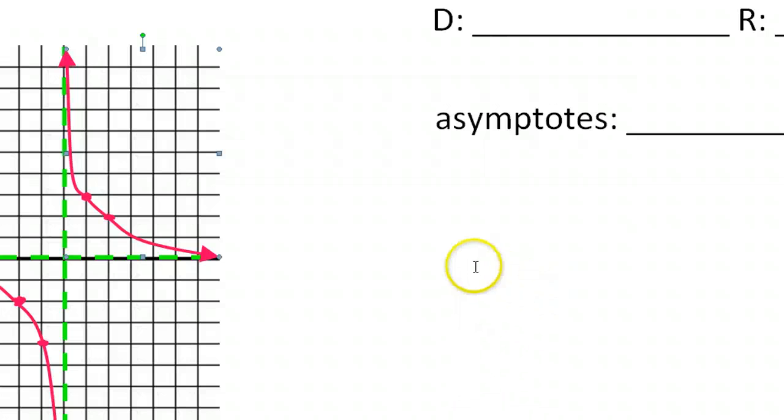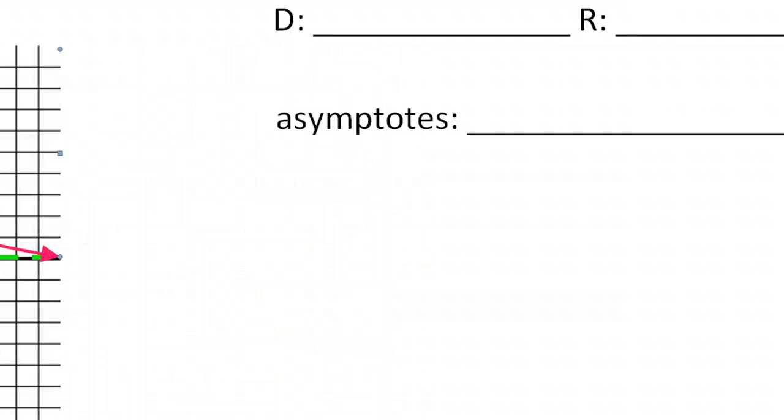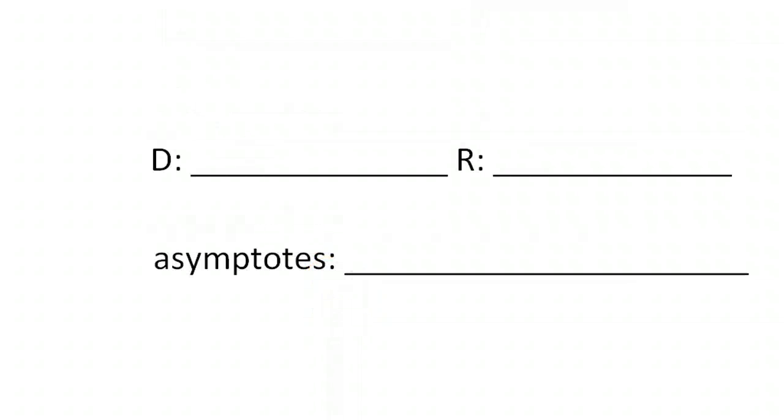The domain and range. The domain is all x values except for 3. Got to skip over this vertical asymptote. So if I want to do all the x values except for 3, I can get that done by doing negative infinity to 3, and then 3 to positive infinity. Right? Everything except for 3.